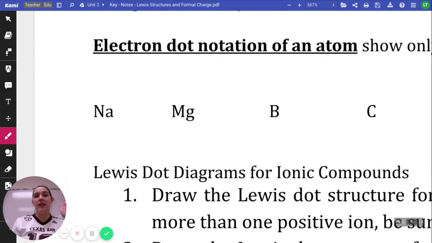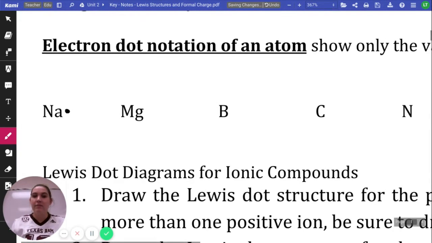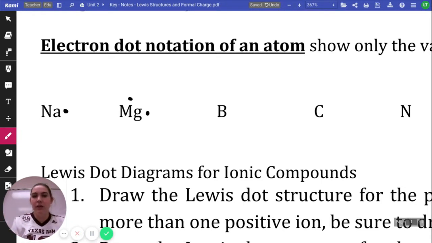Sodium is in group 1 on our periodic table over here in the alkali metals. That means sodium has one valence electron, so sodium would be drawn with just one dot around its side. Magnesium is in group 2, so magnesium has two valence electrons, so it would have two dots. And you do have to put a dot on each side before you pair up. Boron is in group 3A or 13, so it has three valence electrons.